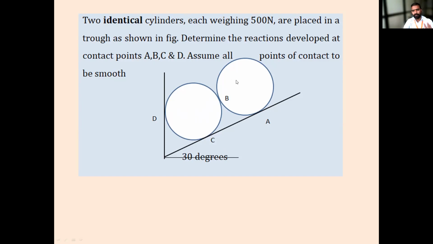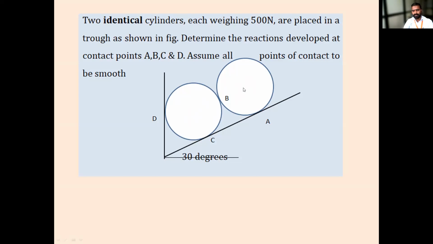Coming to the next one, the first cylinder. This cylinder is subjected to how many forces? One reaction RA, one reaction RB, and again the weight of the cylinder. That means the first cylinder is subjected to 3 forces, and the second cylinder is subjected to 4 forces. Where can we apply the theorem, for the first cylinder or the second cylinder? For the first cylinder we can apply it.